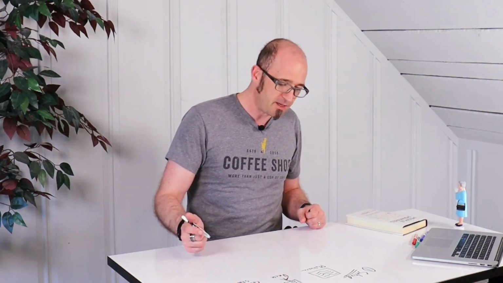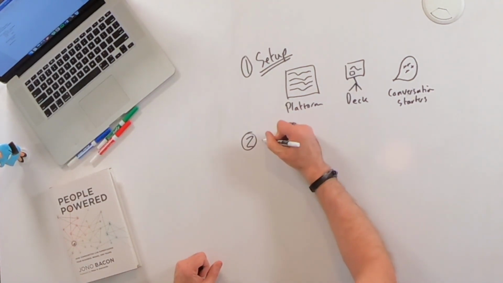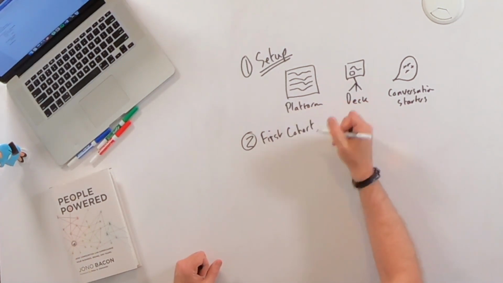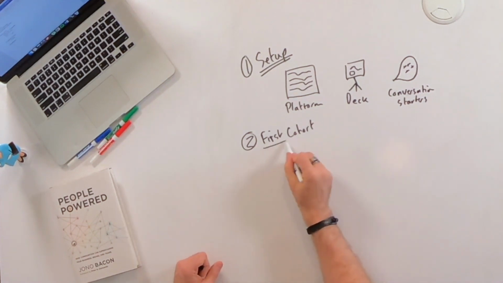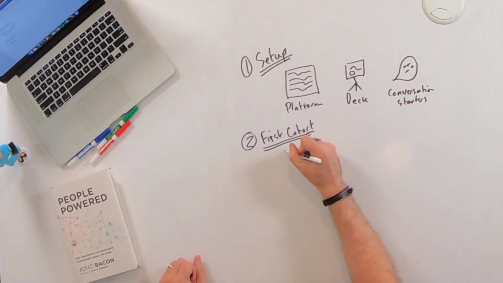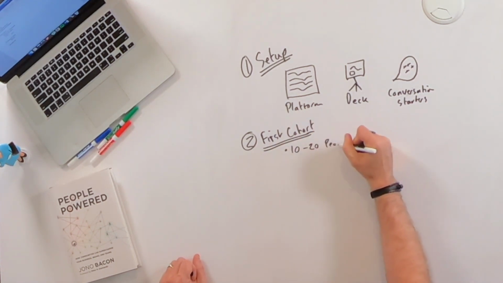All right. Now, step number 2 is where we invite our first cohort. A cohort is a fancy way of saying a group of people. Now, what you're going to do here is pick 10 to 20 people.